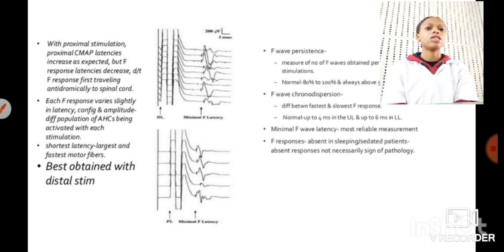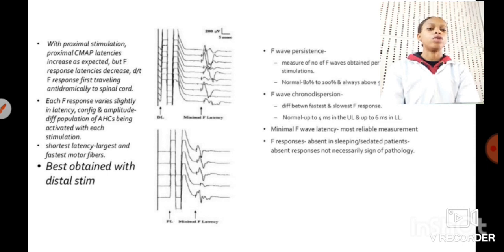Let's start with latency. Latency is said to be normal in the upper limb when it's less than 30 milliseconds, and in the lower limb when it's less than 60 milliseconds. And then F wave persistence. F wave persistence is the number of waves that are obtained in relation to the number of stimulations. The normal range is 80 to 100% of the stimulations giving waves.